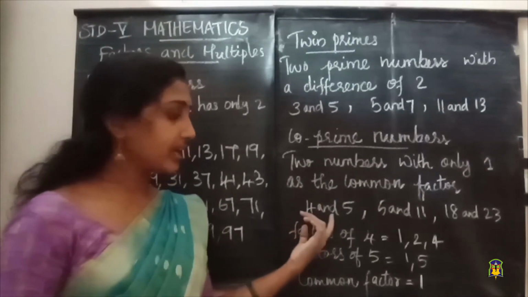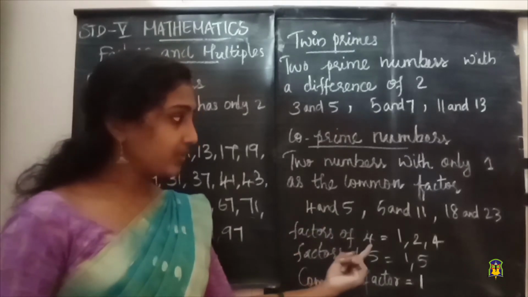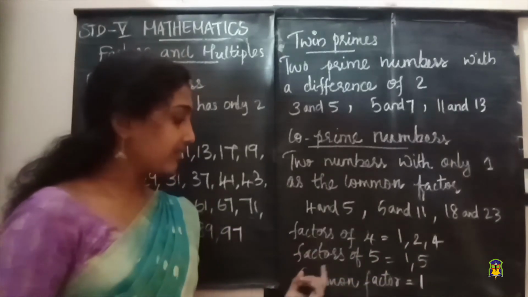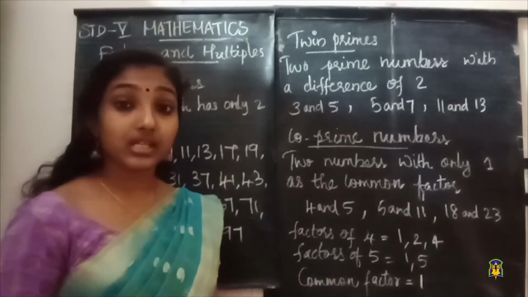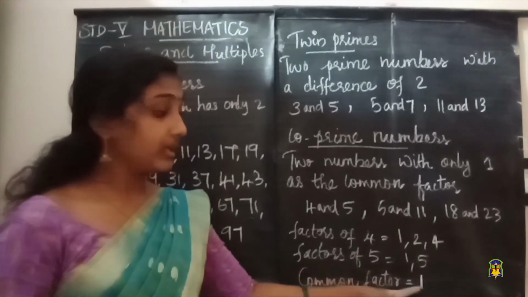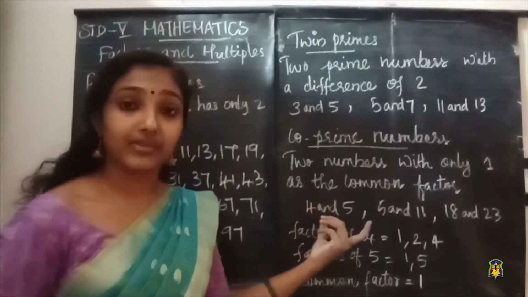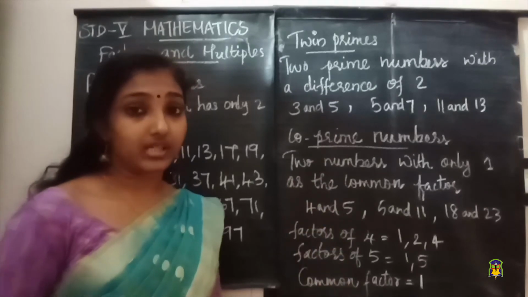So here 4 and 5. 4 and 5 are co-prime numbers. Look, the factors of 4 are 1, 2 and 4. Right. And the factors of 5 are 1 and 5. And which is the common factor here? Only 1 is the common factor. So we can say that 4 and 5 are co-prime numbers because they have only 1 as the common factor.